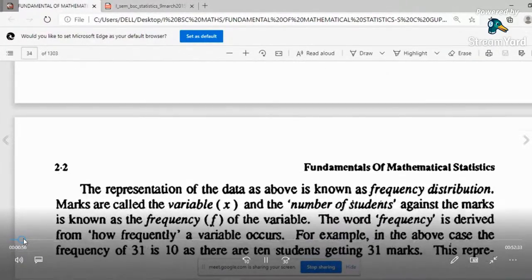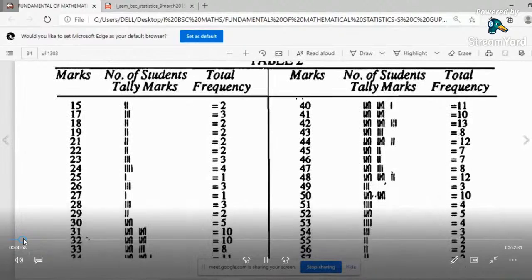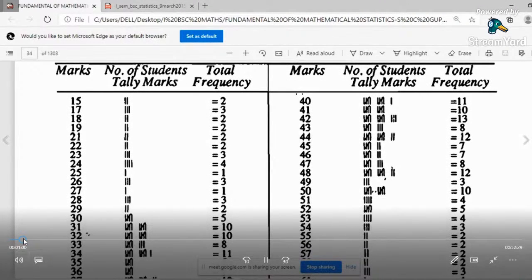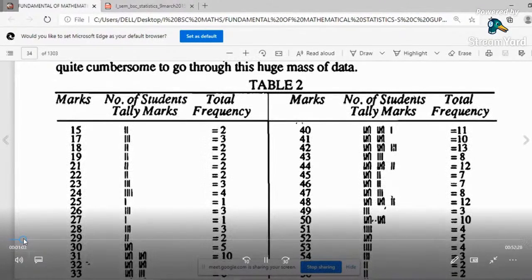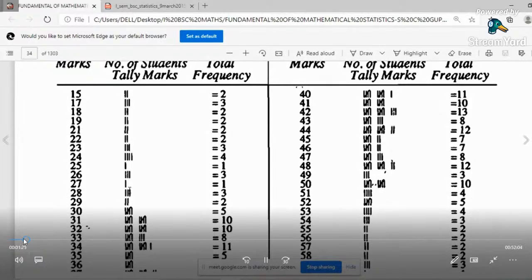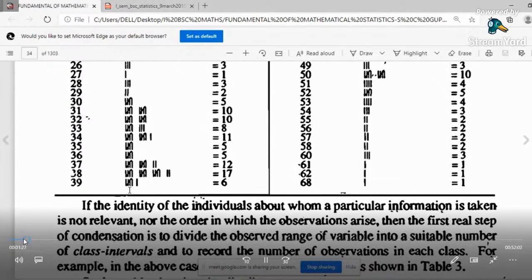representation. This is the frequency representation of the above data. We can record it like this. Take 15. Yes, 15 is repeated twice, so 2 tally marks are marked here. The number of students in tally marks is 2, that is, the frequency is 2. 17 appeared 3 times, so you can tally it as 3 and get the frequency as 3. Like this you can represent all the frequencies for the given data.